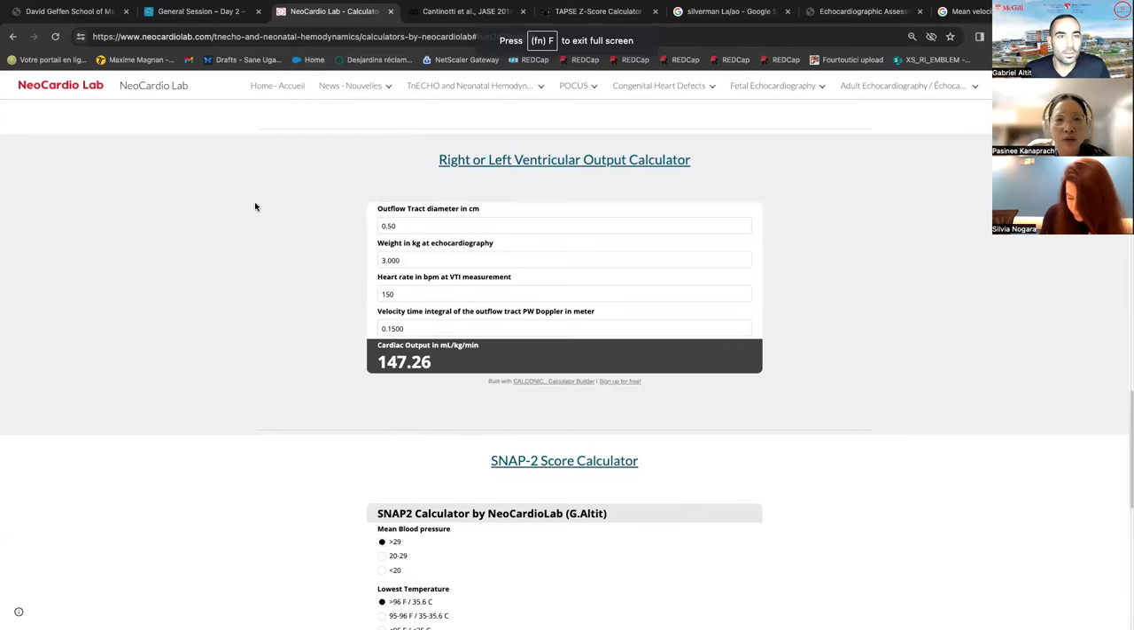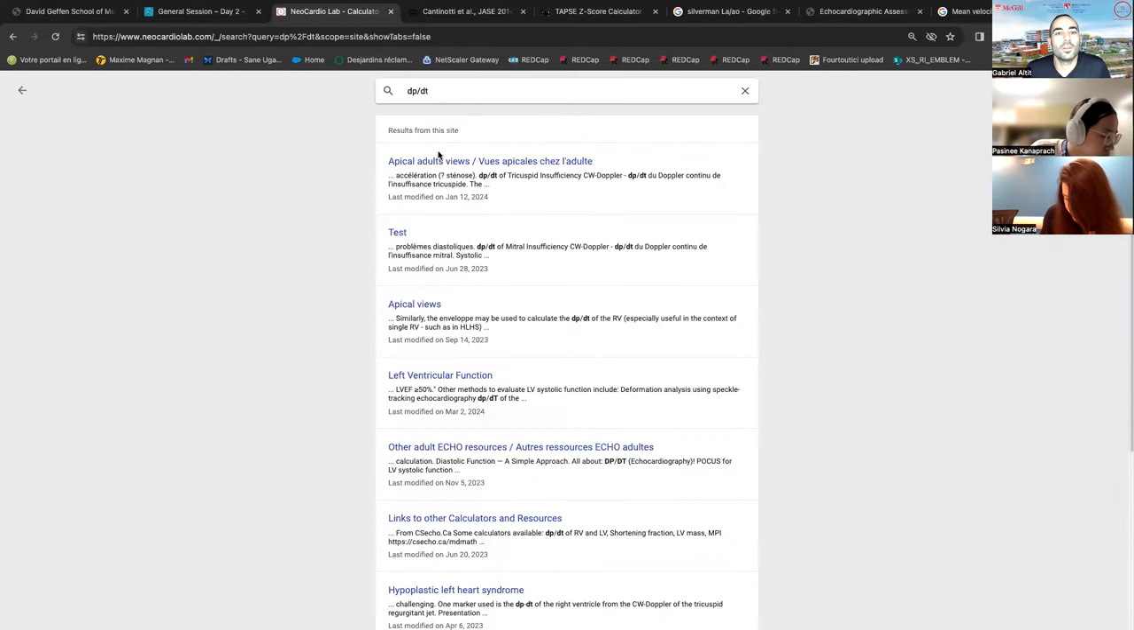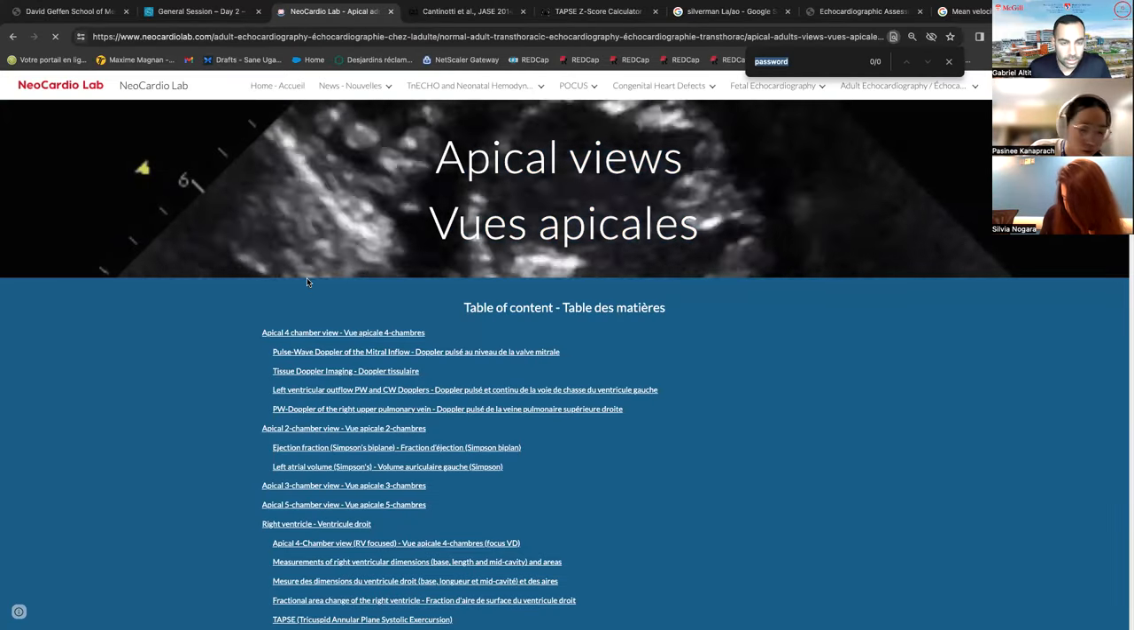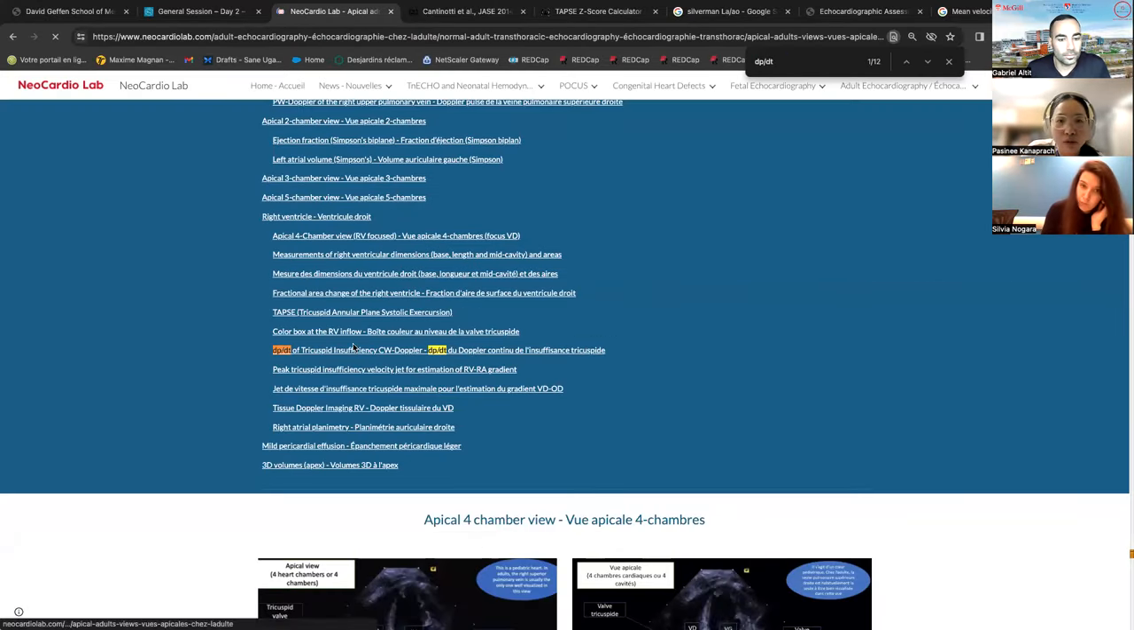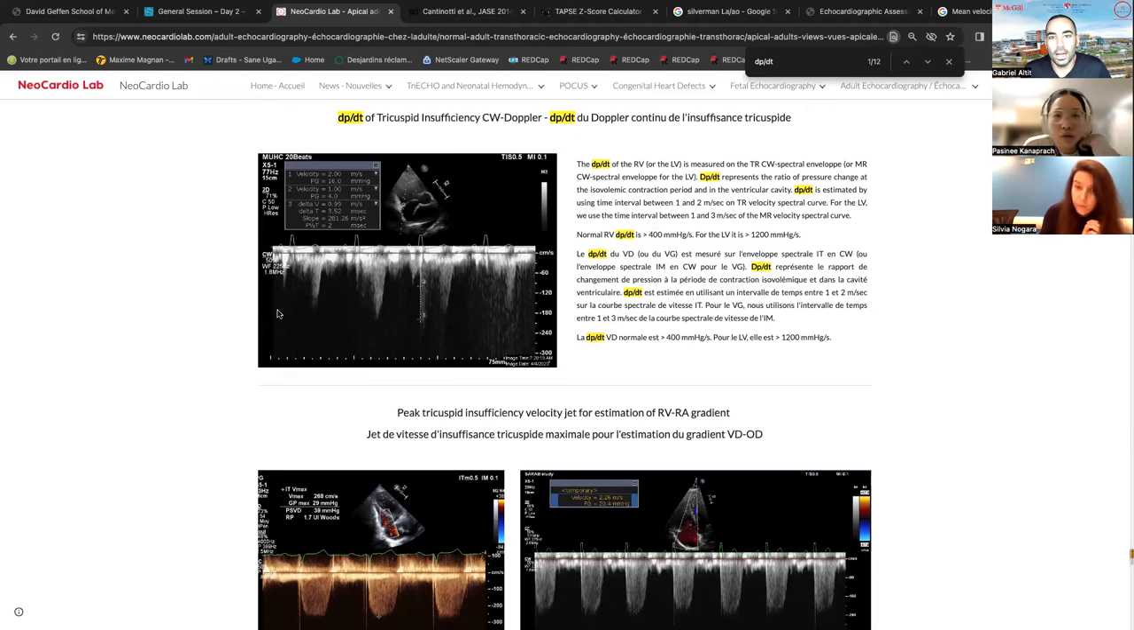So if you go to dP/dt, like here, I put in the adult section information about dP/dt. The normal dP/dt that's been described for the right ventricle is more than 400 millimeters of mercury per second. And the difference is that, as you know, it's very rare for your TR to go up to 3 meters per second, because the PA pressure is typically low, so your RV-RA gradient is supposed to be low.